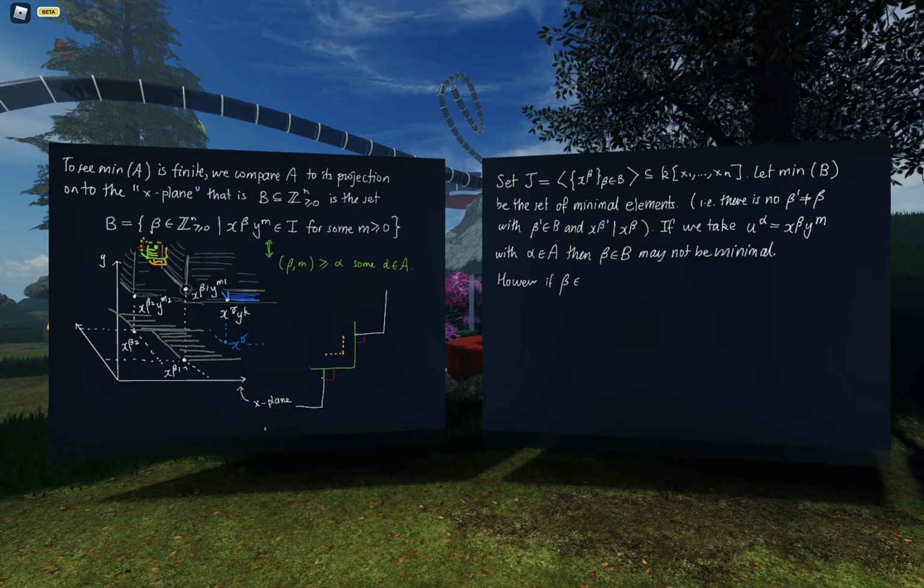however, if I start with a minimal thing on the ground, so if beta is minimal, then I can go upwards and find a unique minimal element of A. That is, there's a unique m greater than or equal to 0 such that the pair beta m is in min A.